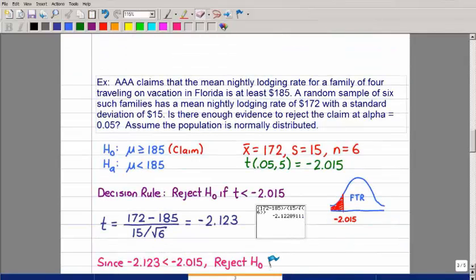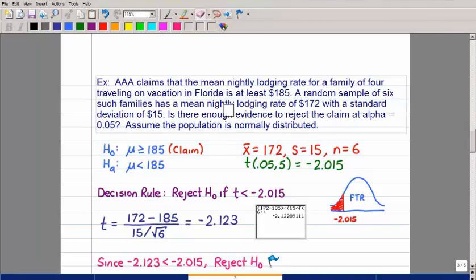Okay, let's look at the next problem. AAA claims the mean nightly lodging rate for a family of 4 traveling on vacation in Florida is at least $185. Let's look at my hypothesis statement right down here. At least means greater than or equal to, and greater than or equal to is always a null hypothesis. So it would pair up with less than. So we definitely have a left-tailed test. That's the definition of a left-tailed test if you go back to the notes on introductory hypothesis testing.